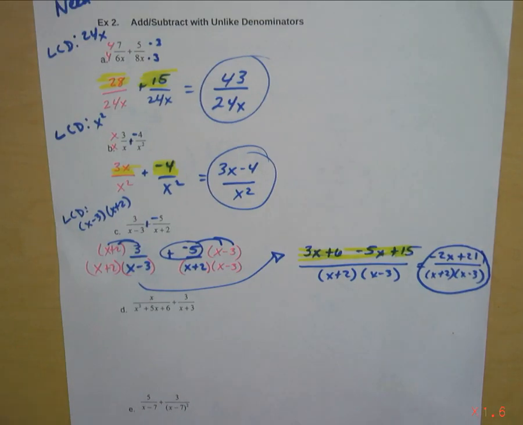So the final answer you should get is negative 2x plus 21 over the LCD of x plus 2, x minus 3. Again, on the OMG scale, the oh my gosh scale, the difficulty is probably a 4 or a 5, right? A little bit harder, but not terrible. Nothing you guys can't handle.